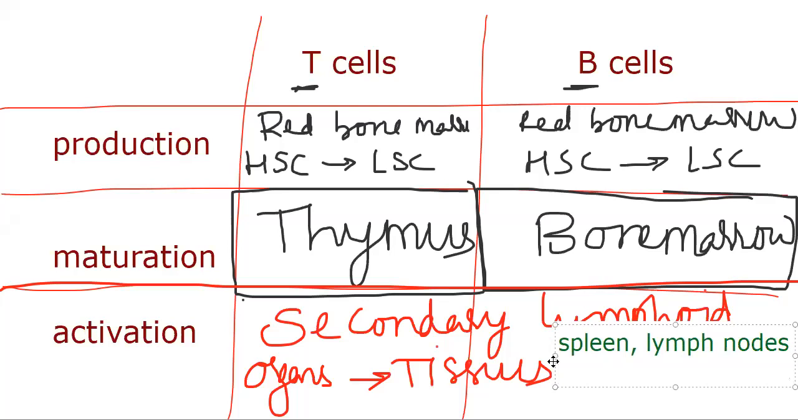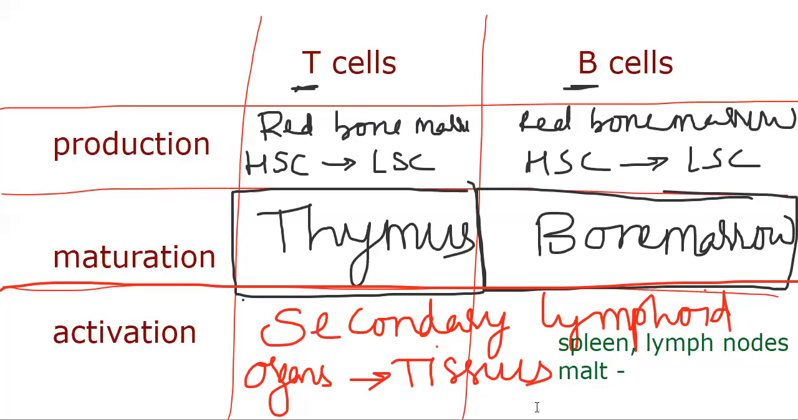Next, MALT, mucosa associated lymphoid tissue. We'll discuss that later in immunology. That means wherever the mucosa layer is present, these cells are going to settle down there and do the activation there. Killing of microbes we call activation. So if we draw it in a table format, we'll understand much better.